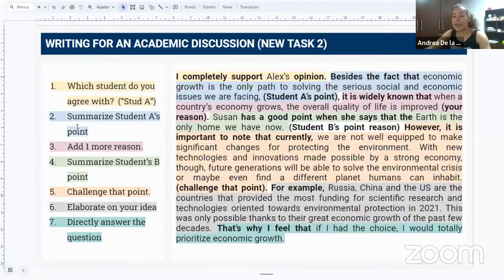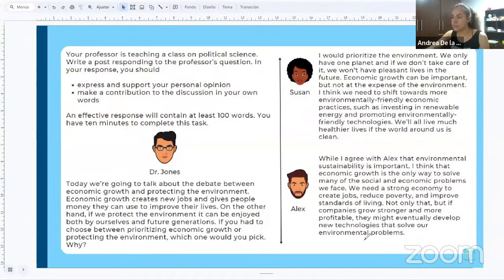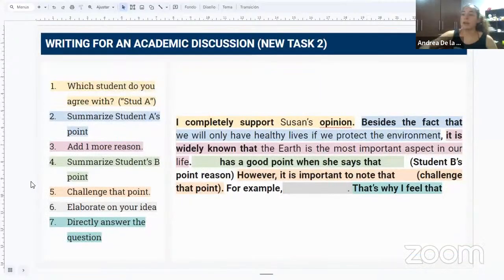Vamos a decir, Alex tiene un buen punto. Es verdad lo que Alex dice y vamos a escoger una de las ideas que Alex menciona con la que estamos de acuerdo que podamos contrarrestar o que podamos responder. Por ejemplo, podríamos decir, Alex tiene razón o tiene un buen punto cuando dice que estamos enfrentando muchos problemas sociales y económicos importantes. Entonces vamos a decir, es verdad lo que Alex dice sobre esto, y luego vamos a debatir o responder a ese punto, ¿no? Desde nuestra perspectiva. Y vamos a decir, sin embargo, el problema del medio ambiente es mucho más urgente que estos problemas, ¿no? De eso se trata el cuarto y el quinto punto.